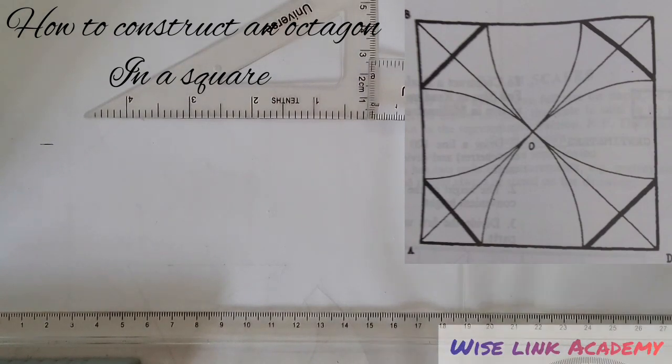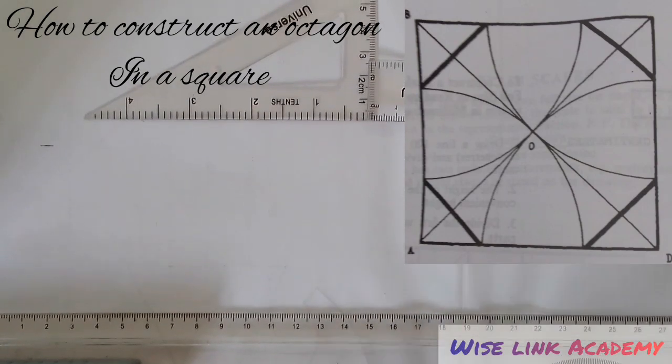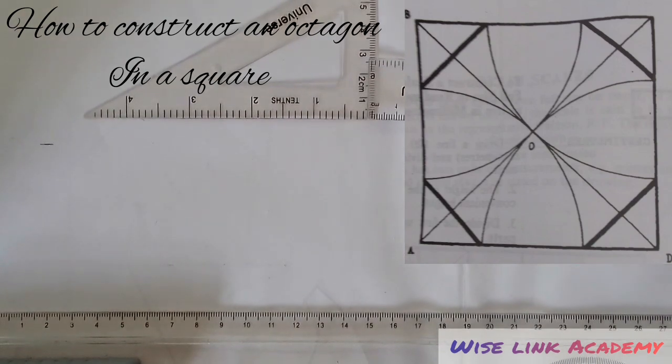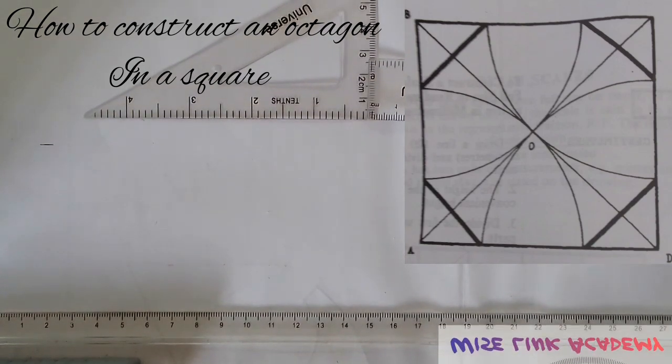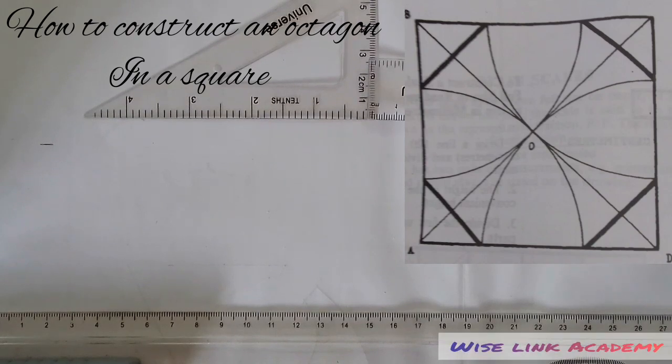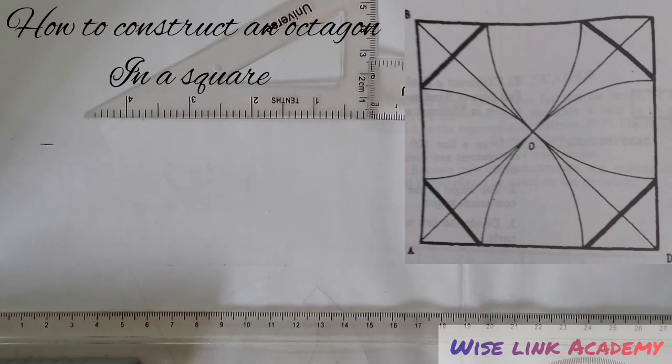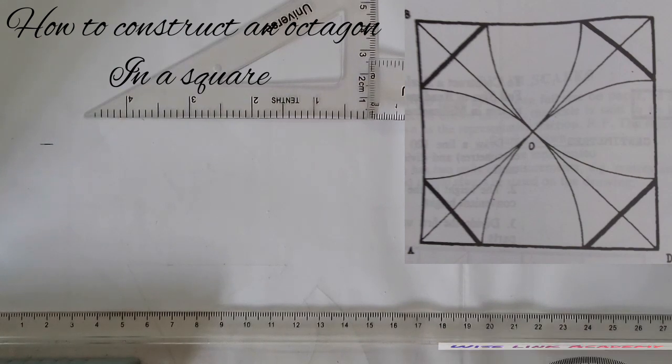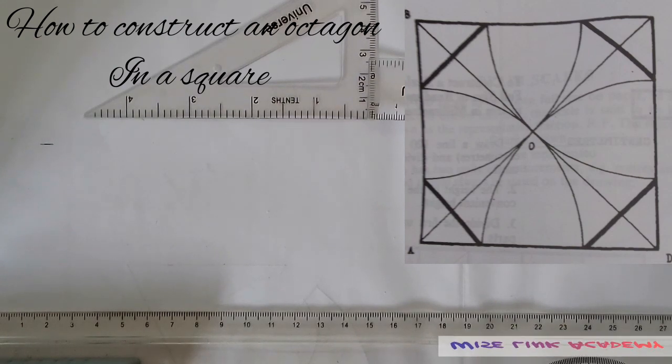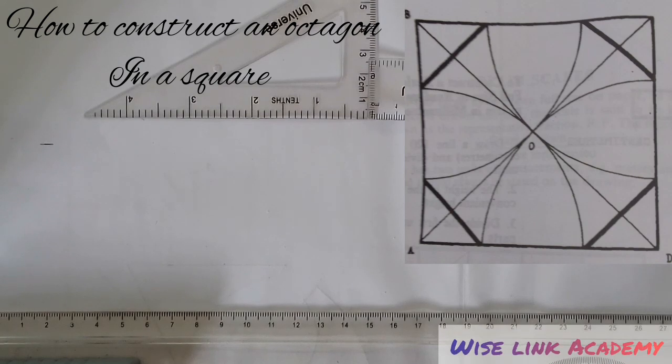Now, the dimension of that square is going to be 80 millimeters, and you know that a square has all four sides equal. So if I'm giving one side to be 80, automatically all the sides are 80, 80, 80, and 80, right?